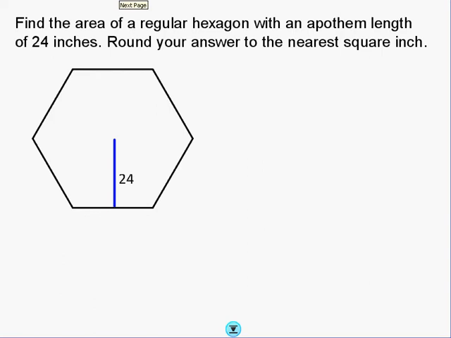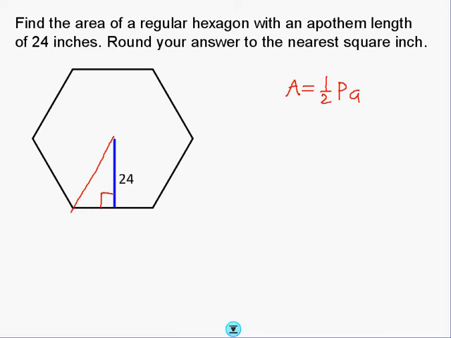Okay, and now a hexagon. So we're just doing different shapes, and I'm giving you different information to begin with. All right, well, let's go ahead and write down the formula. All right, the first step is to draw the hexagon. Done. Draw the apothem. Done. Draw a right triangle. Done.